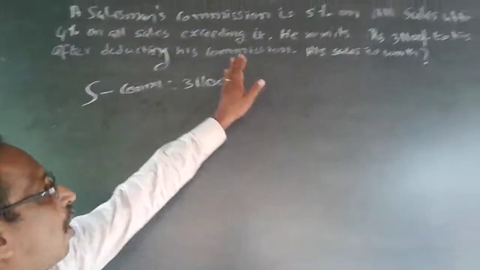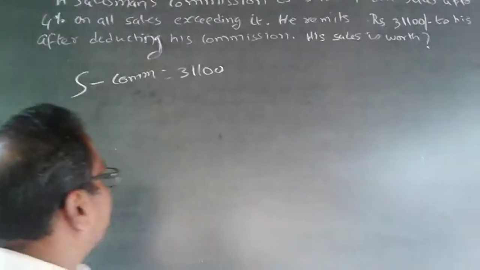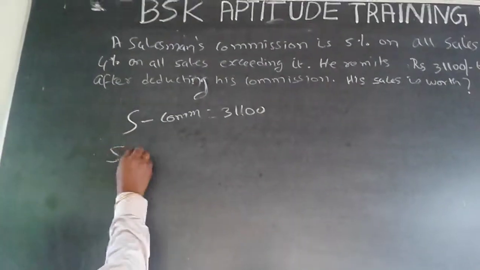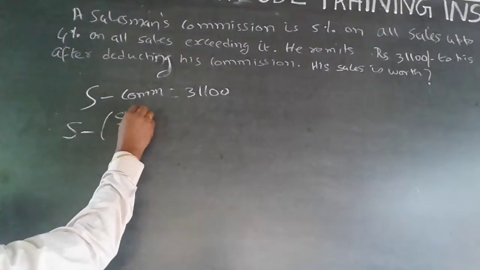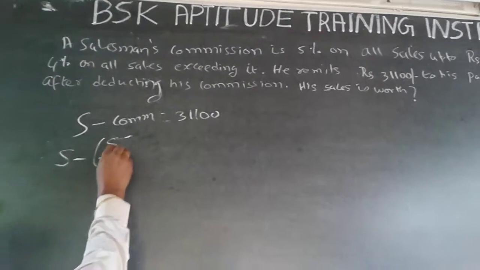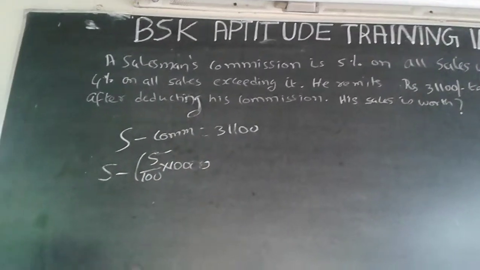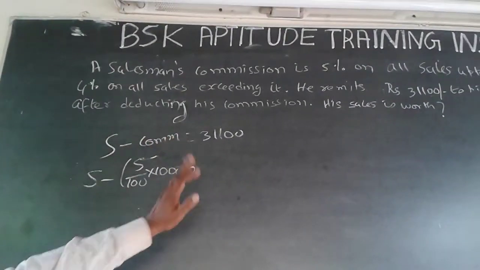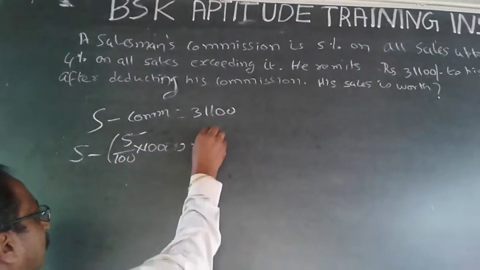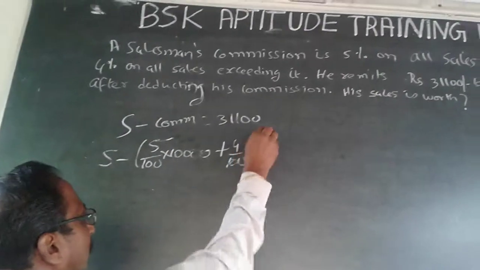What they have given is, up to 10,000 he gets 5%. So it will be sales minus commission amount. I am calculating the commission amount: 5 by 100 of 10,000, then on the remaining part I will be getting 4%, so it will be plus 4 by 100 of.